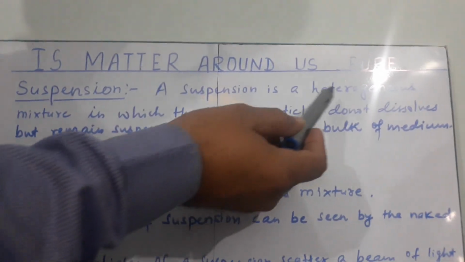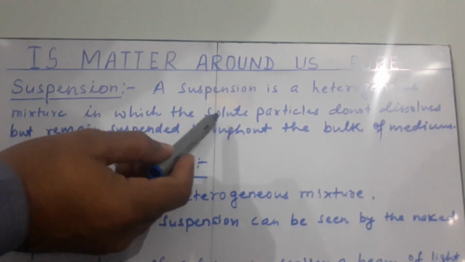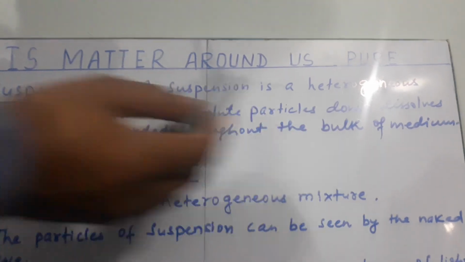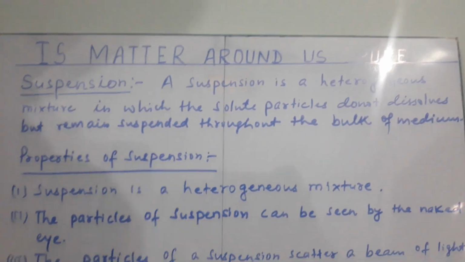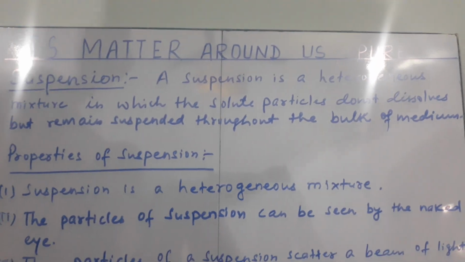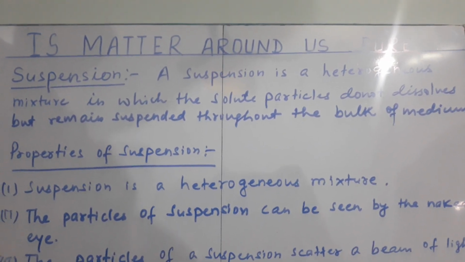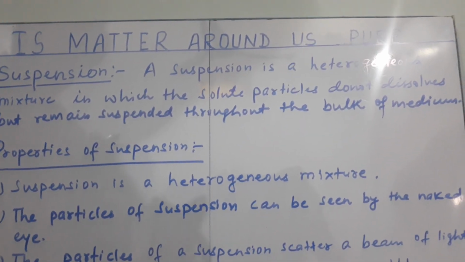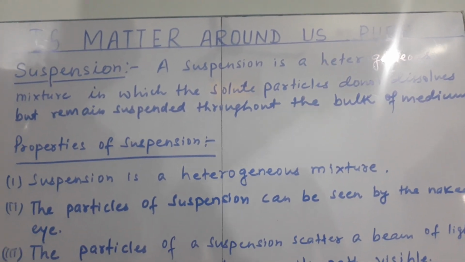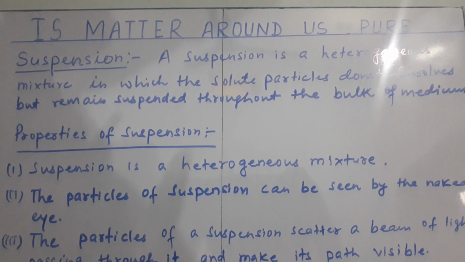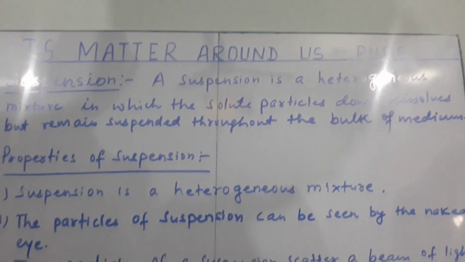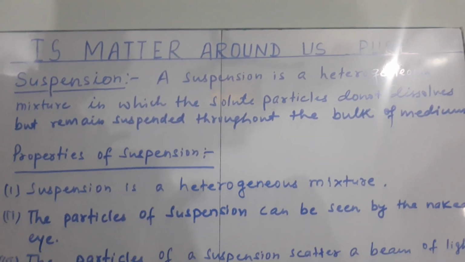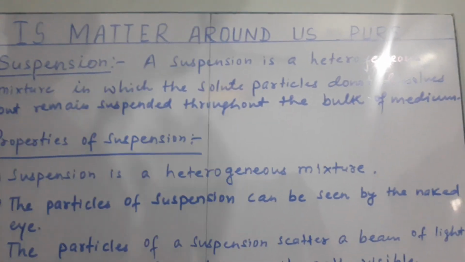Suspension is a heterogeneous mixture in which the solute particles do not dissolve but remain suspended throughout the bulk of the medium. We have discussed this previously, and I also showed the activity regarding this. Suspension is heterogeneous in nature, which means the components are not mixed properly and their composition is not uniform throughout the mixture. Means we can segregate the components. हम उसको अलग अलग देख सकते हैं कि components में solid कहाँ है और solvent कहाँ.